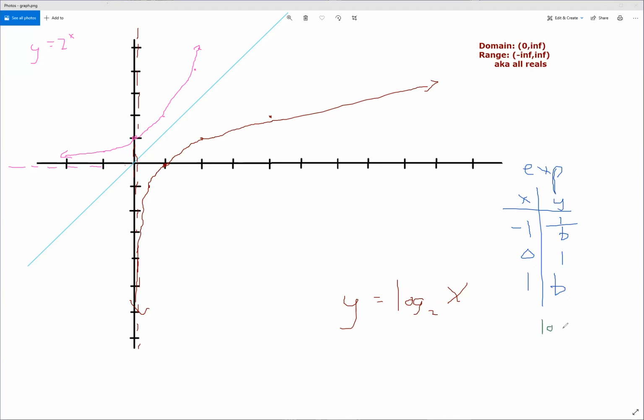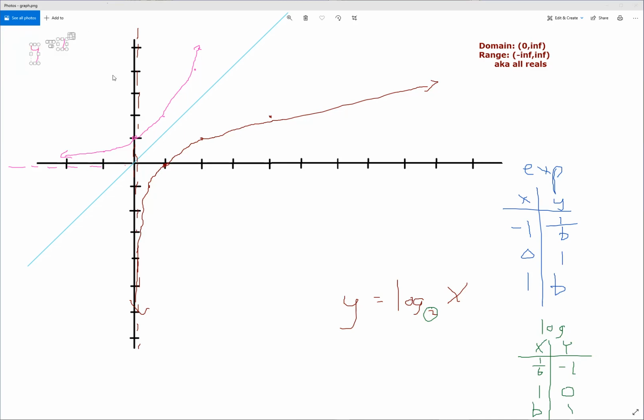Well, what about for the log? Well, log is just when you flip-flop the x and y because it's an inverse, and that's how we find inverses. So that means when y is 0, x is 1. When y is 1, x is b. And when y is -1, x is 1 over b. And you can see clearly that that's exactly what happened because our base is 2. We went to 1, 0. We went to 2, 1, and we went to 1 over 2, -1. So there's our parent graph. So if you need to know how to graph a logarithm, that's what it's going to be.